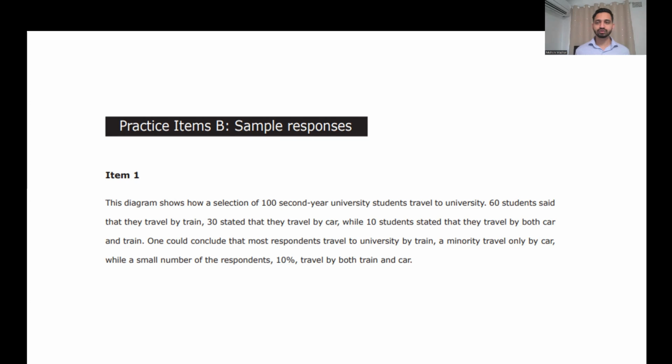One could conclude, and you're coming up with your conclusion, that most respondents travel to university by train, a minority travel by car, while a small number of respondents, 10%, travel by both train and car. So you're kind of repeating the information because you don't have more information. But you can say one can conclude, or I conclude that, or I come to a conclusion. You can always come up with a conclusion if you don't have more information to add. But you have to paraphrase, okay?